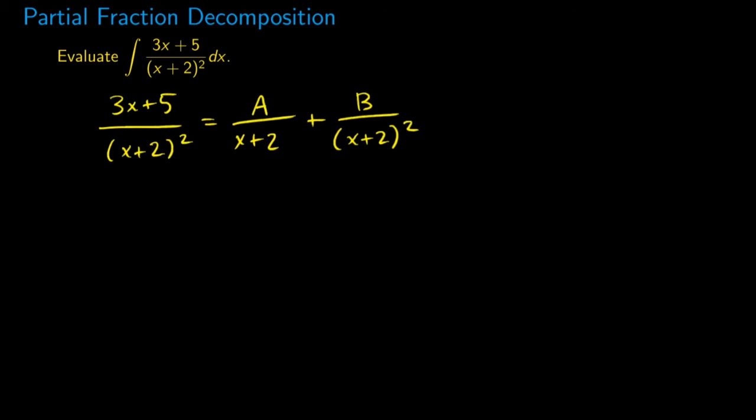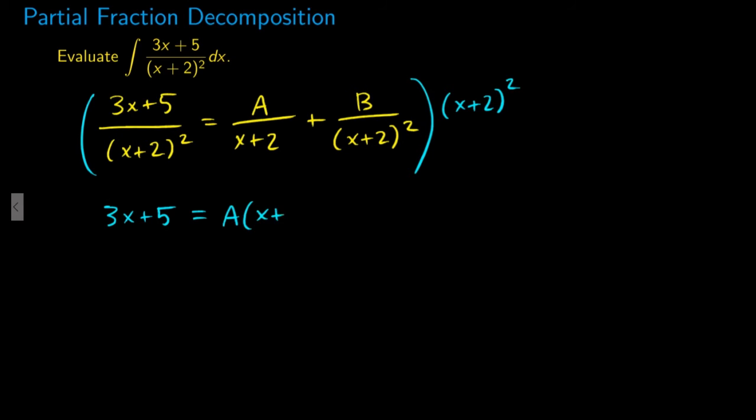So if I want to solve this equation, we're going to start by multiplying the entire equation by the common denominator, which in this case is x plus 2 quantity squared. If we do that, on the left side, we're just going to be left with the numerator, 3x plus 5, equals. The first term on the right, we have a over x plus 2 times the quantity x plus 2 squared. So one of those x plus 2's is going to cancel, and it's going to leave us with a times x plus 2, plus, for our second term on the right, the x plus 2 squared are going to cancel, and we're just going to have b.